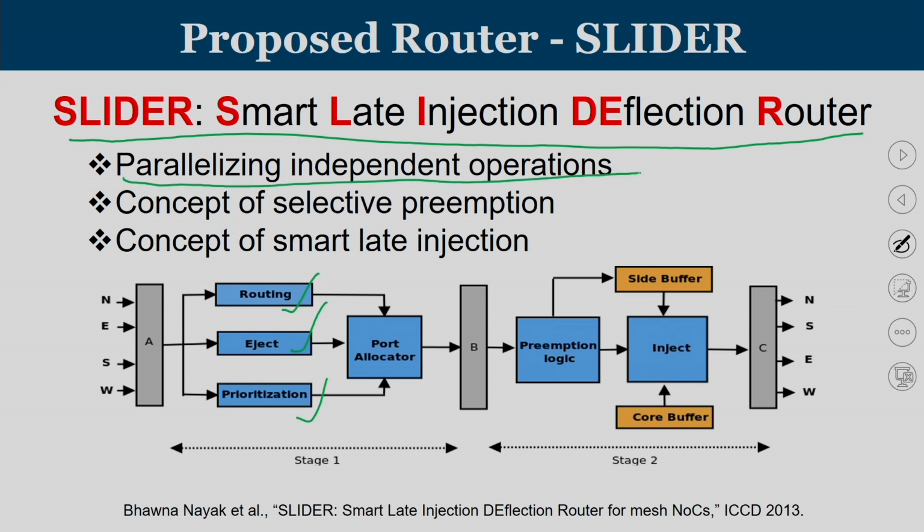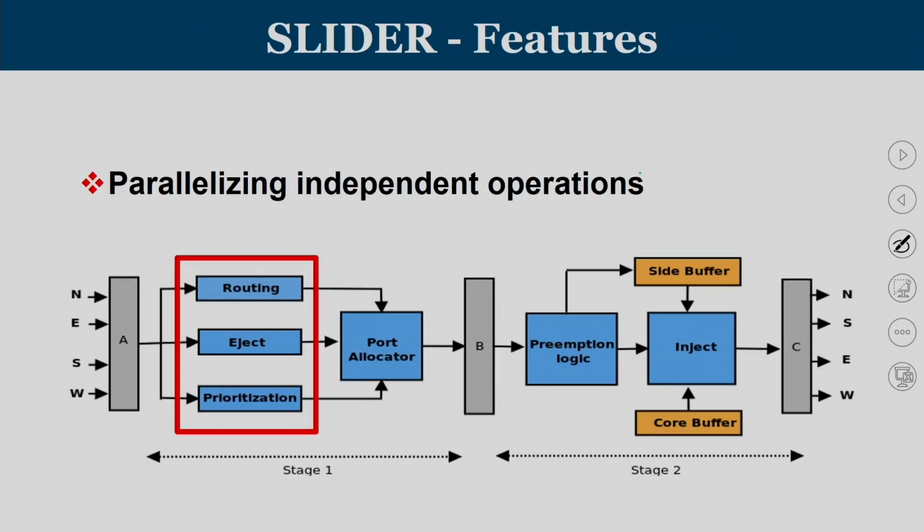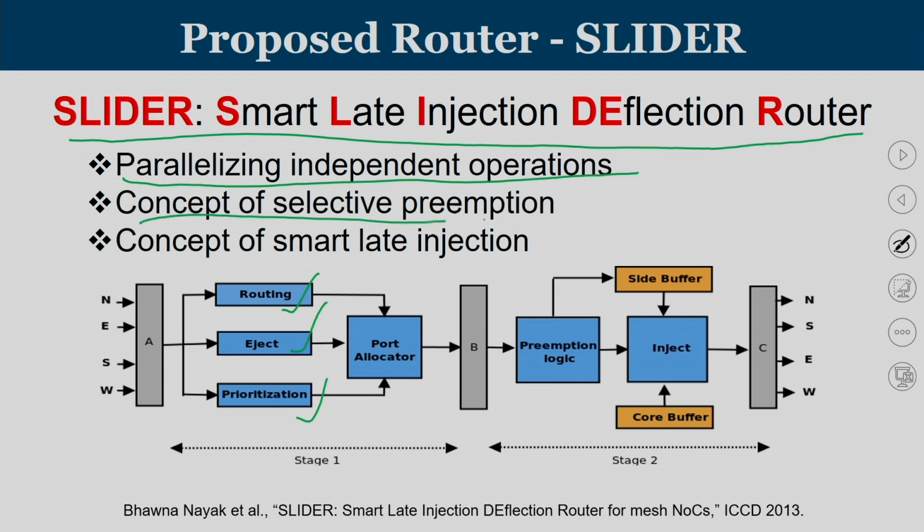The main features are parallelizing independent operations, and then a concept of selective preemption. So you have a preemption logic that comes over here. The PDN moves to stage 1. This port allocator is basically your PDN. So PDN is moving to stage 1, and the injection happens late in the pipeline. Rather than having an injection unit early, the injection from the side buffer as well as the core buffer happens late in the pipeline, and there is no movement from core buffer to side buffer and side buffer back to side buffer. Packets will enter the inject stage only if they are going to get a productive movement.